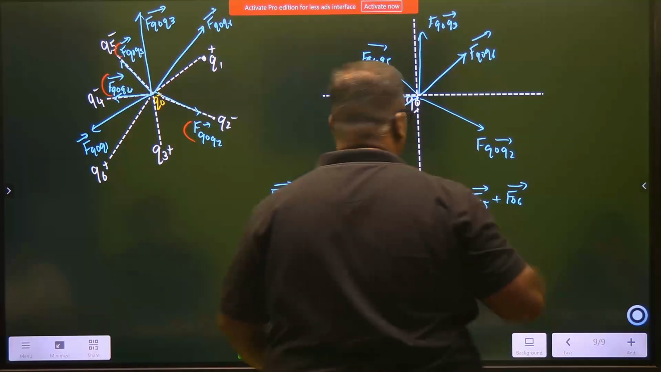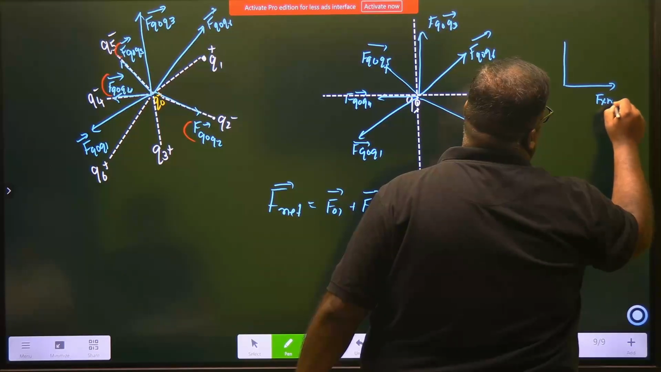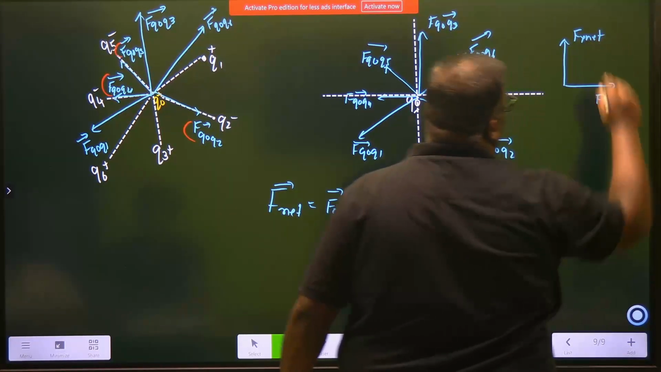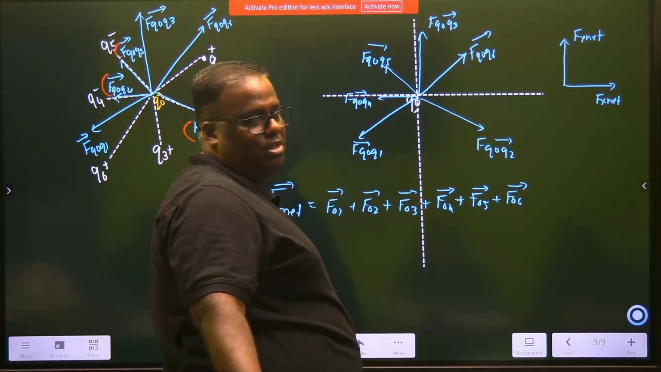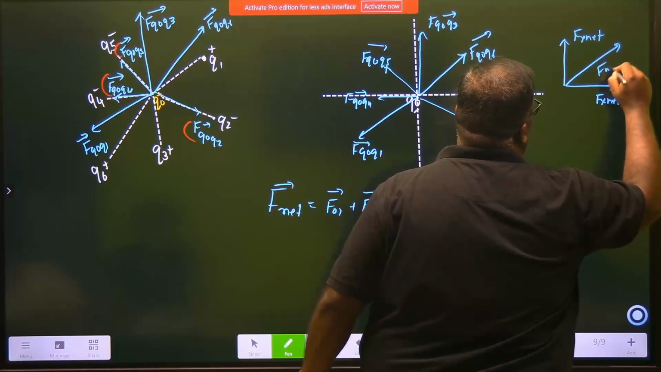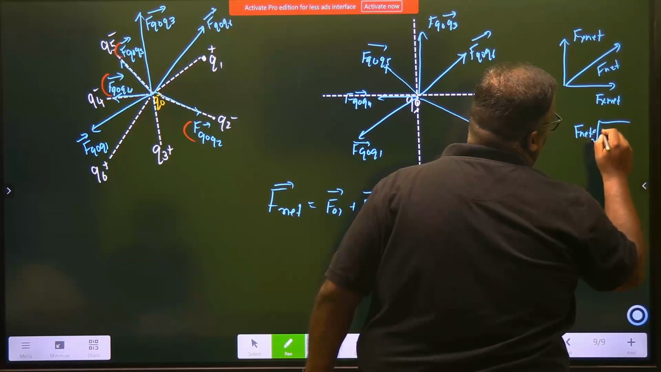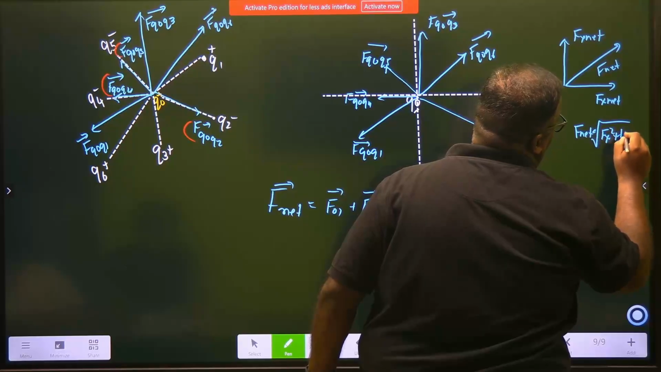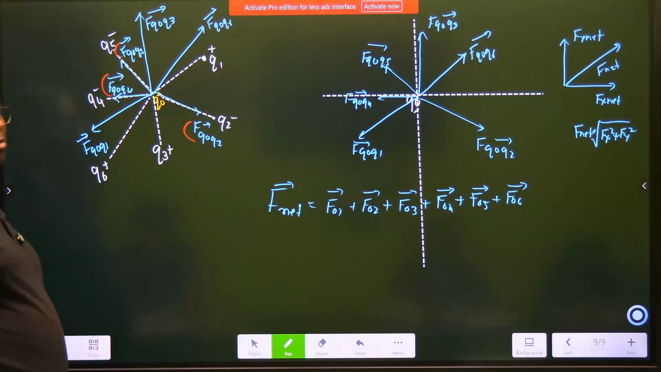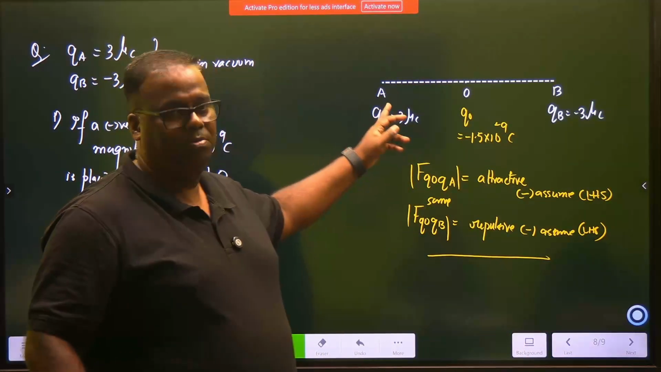Finally your forces will come like this. You will get some Fx net and you will get one Fy net. Finally, it can be up or it can be down. And then if you want to find the vector sum, that is F net. And this F net magnitude will be given by the square root of Fx square plus Fy square. You don't get so many complicated systems. You did get one system, which was this problem.